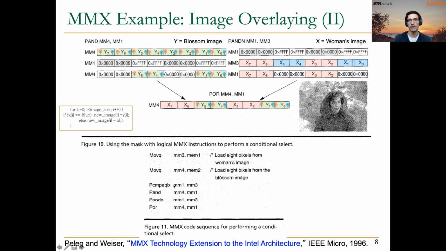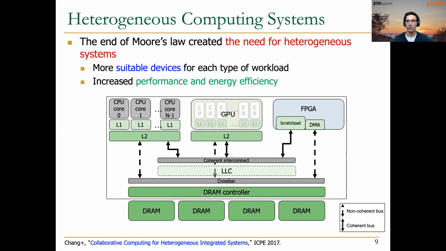Remember, the first thing we need is comparing to the register containing all elements equal to blue in order to generate the mask. Then we have this PAND for the blossom image. We have this PANDN, pack AND NOT, for the woman's image, and finally the OR operation to combine the pixels coming from image X and from image Y and put them together in the final image. So this is just a very simple example of the type of computation that we can have in heterogeneous systems.